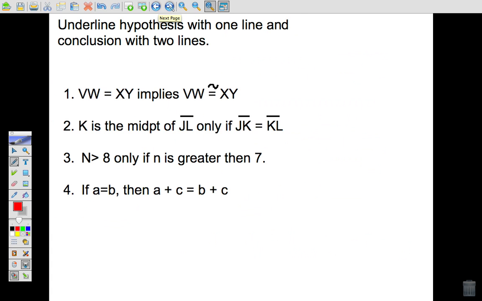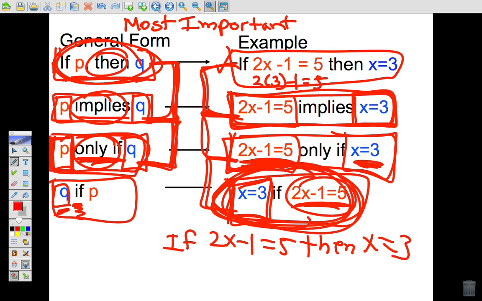All right, let's take a look at a couple examples. Now, the main purpose of this introduction to Lesson 2.1 is to be able to identify the hypothesis and the conclusion. Use your notes right here. The way I remember this is, of all these 4 different forms, the only one where the first part is not the hypothesis is the one with just the word if. So let's see if we can remember that.